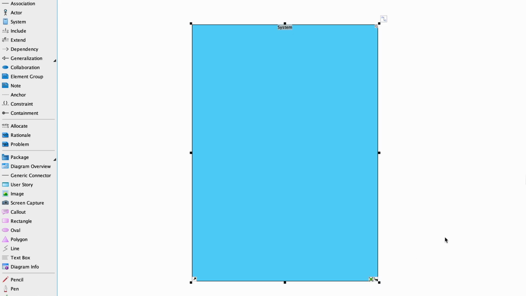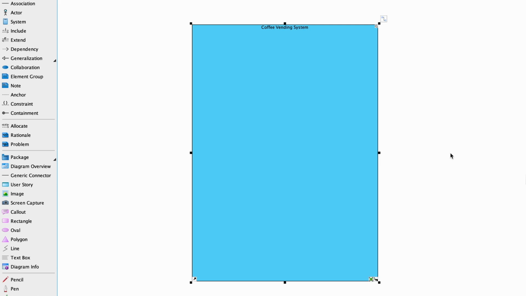The boundary of this rectangle defines the edge of our system, indicating everything inside that is part of the system and everything outside that interacts with the system but is not part of it. Essentially, this boundary helps us determine who or what uses the system.